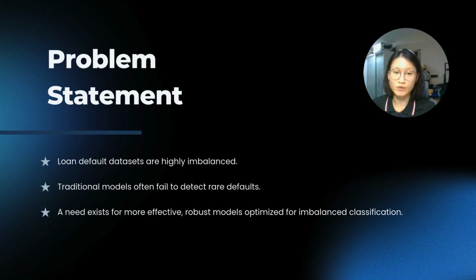So this brings us to the problem statement. Loan default datasets like ours are highly imbalanced, making it hard to predict rare default cases. And traditional models often fail because they focus too much on the majority class. So this creates a clear need for more effective and robust models that are optimized for imbalanced classification, making sure that lenders can better identify high risk borrowers. Now let's look at the specific research questions we aim to address.